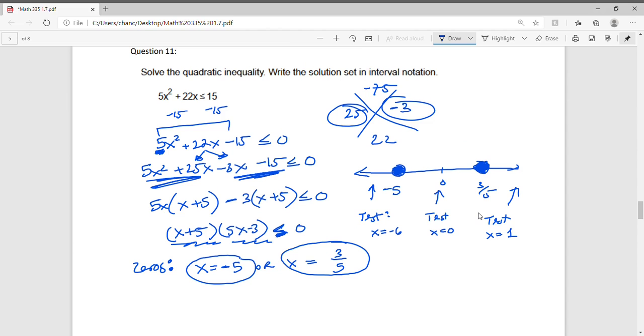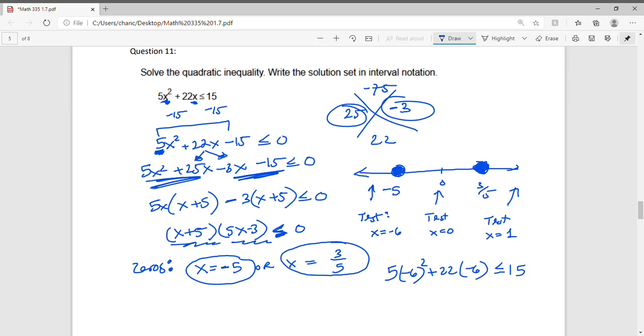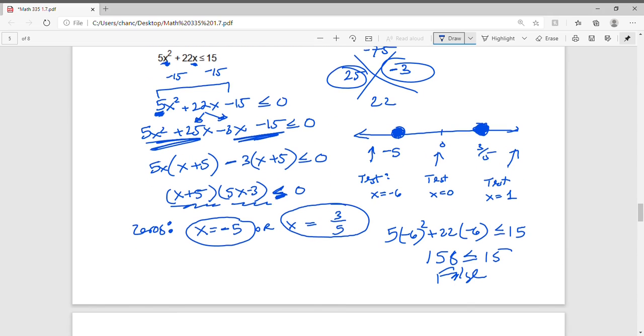So you can plug in negative 6 into the x values here and check to see if it's true. We have 5 times negative 6 squared plus 22 times negative 6. Is that less than or equal to 15? On the left side, I have 158 is less than or equal to 15. That's false. That's not true. So don't shade to the left of negative 5.